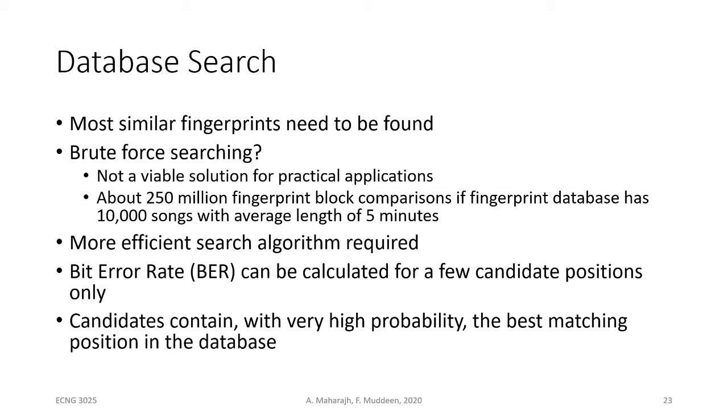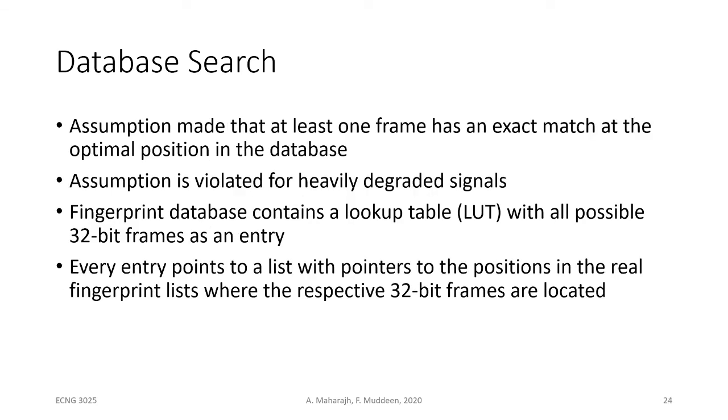So the bit error rates can be calculated for a few candidate positions regarding these fingerprints. And these candidates contain with very high probability the best matching position in the database. In using the bit error rate calculation, the assumption is made that at least one frame has an exact match at the optimal position in the database. And this assumption is quite violated once we have heavily corrupted or heavily degraded signals. So this bit error rate strategy only works for good quality signals in particular.